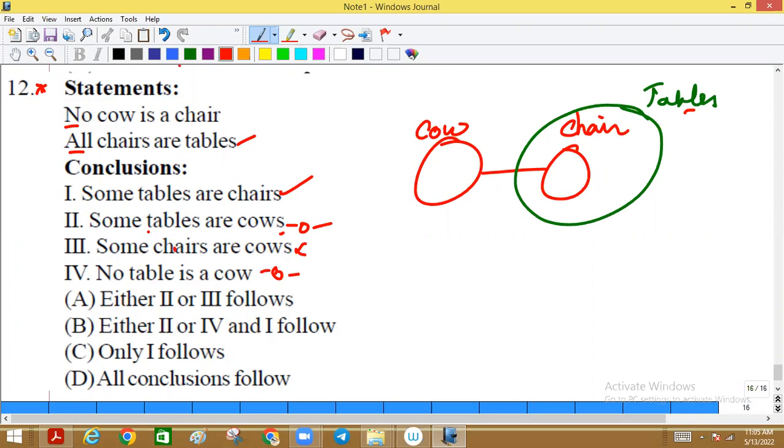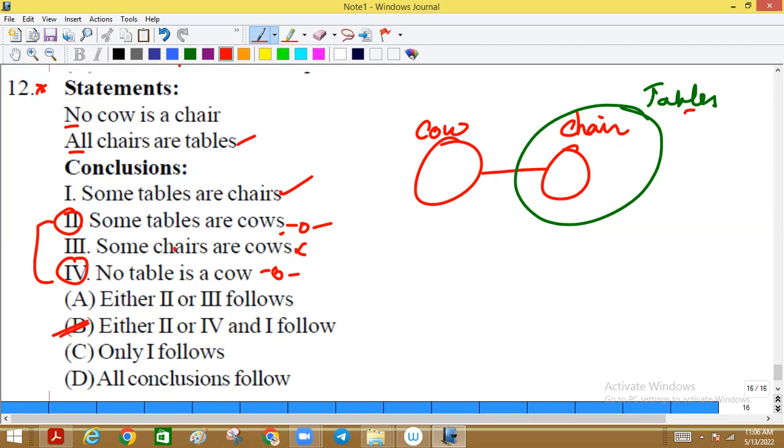See here. If you combine conclusion 2 and conclusion 4, in one case he's saying yes, some tables are cows, a positive statement. In the second case, no table is a cow, a negative statement. When you don't know the relation, one time you say positive, other time you say negative. So either positive or negative. It may be, it may not be. We don't know. So your answer is either 2 or 4, and conclusion 1 follows. Your answer is B. That is the reason I asked you to put star mark.